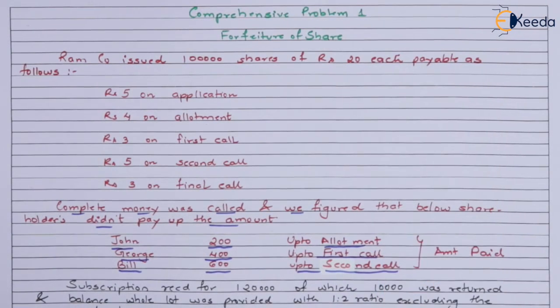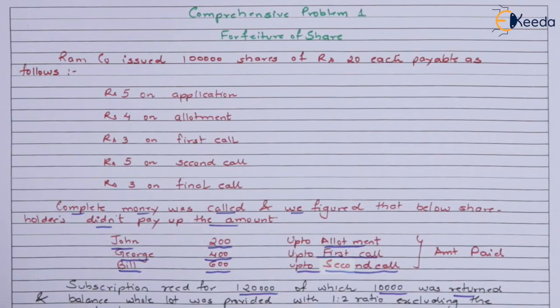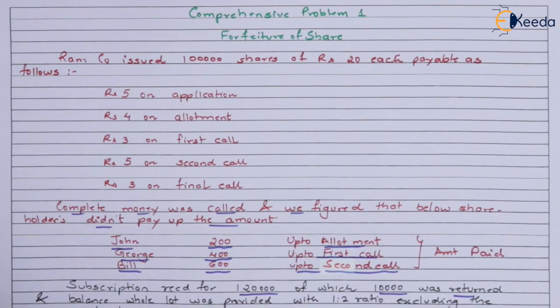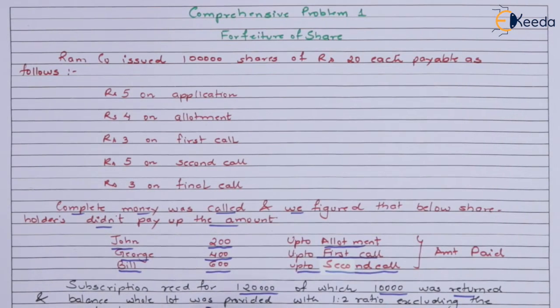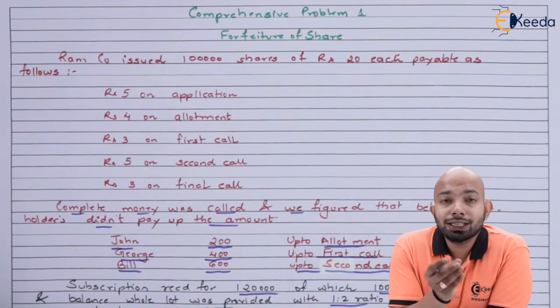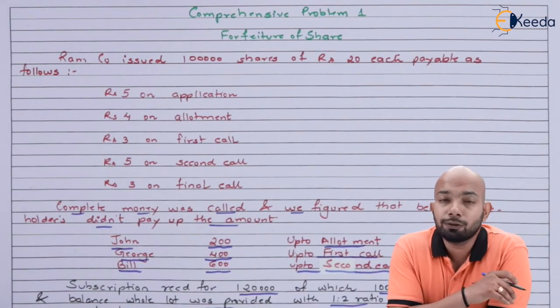Now the subscription that we had received was for 1,20,000 shares, out of which 10,000 were immediately refunded, and the balance, that means 10,000, were then provided with another ratio of 1:2. That means for every 2 shares applied you get 1 share here. That means over here 5,000 shares have been provided, so the balance 95,000 were completely allotted. So let's figure out the calculation of prorata first, and then we'll go with the share forfeiture entries.